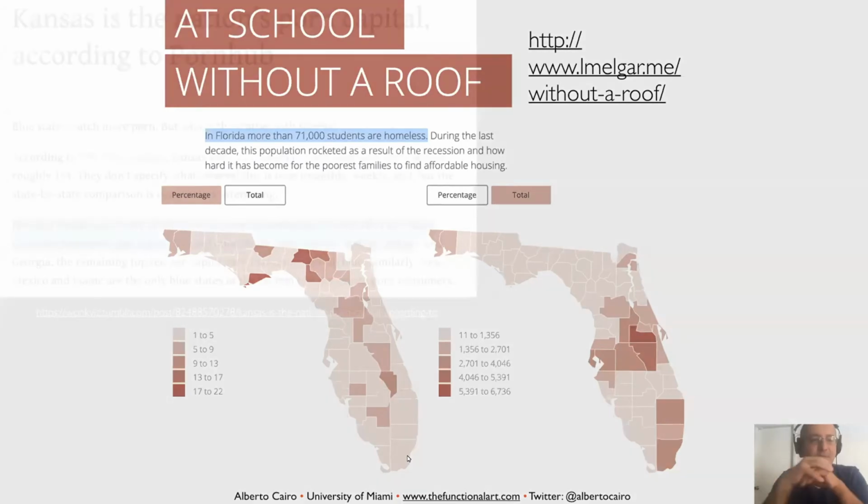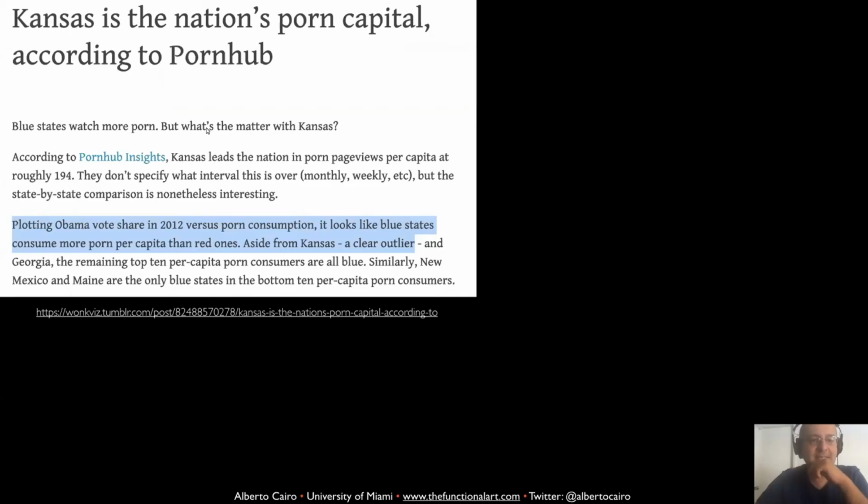And he published the following story. Kansas is the nation's porn capital, according to Pornhub. This was published years ago. Well, apparently, if you gather all the data from Pornhub, which is obviously a website in which you can see porn for free, Pornhub apparently releases their data every year. So you can download it, and you can play with it, and you can have fun with it. And Chris decided to have some fun with the data.